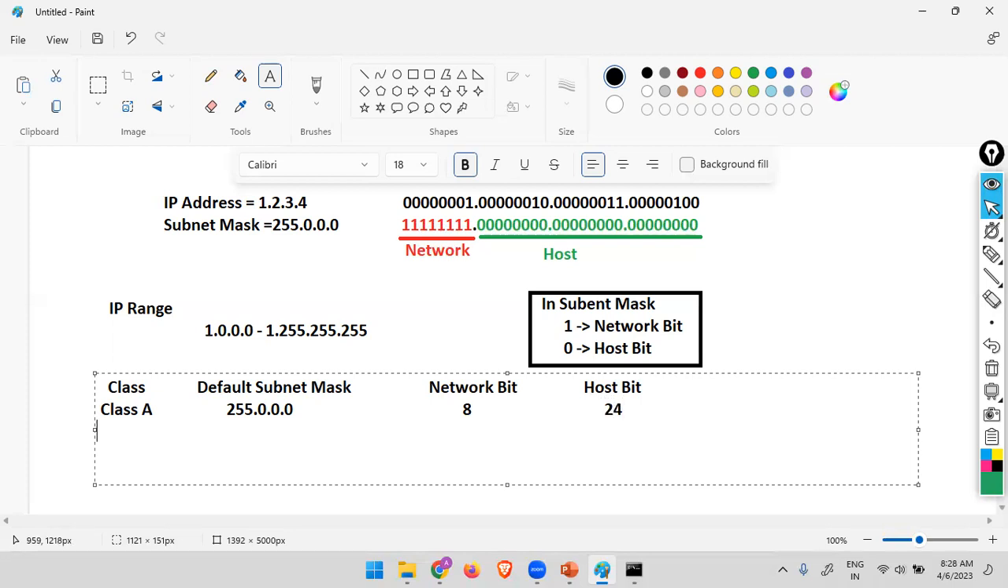This is clear. What about class B? The default subnet mask is 255.255.0.0. What about the number of network bits and host bits? 16 and 16. Okay. What about class C? 255.255.255.0. Number of network bits? 24. Number of host bits? 8. This thing is clear.